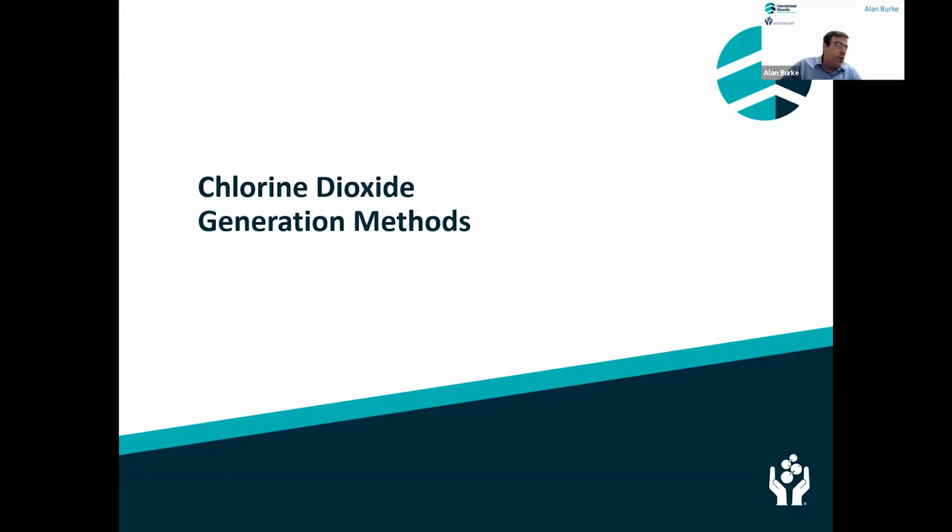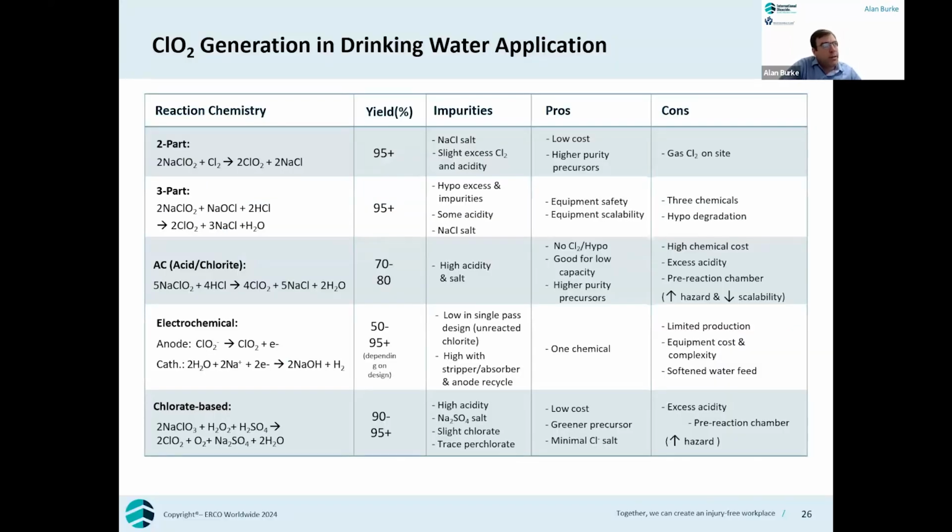We'll briefly go through the different generation methods. So, might change gears into this now. The first 4 methods here use sodium chlorite as the precursor chemistry. This is our terminology. Our 2-part chemistry uses sodium chlorite with gaseous chlorine. That has the benefit of very high purity precursors and low overall operating costs. But if you have difficulty getting bulk chlorine on site, then the next most popular option is probably the 3-part chemistry, where liquid bleach is combined with acid to react with sodium chlorite and convert that to chlorine dioxide. But it does require 3 chemicals, and you have to consider some degradation of the hypochlorite over time.